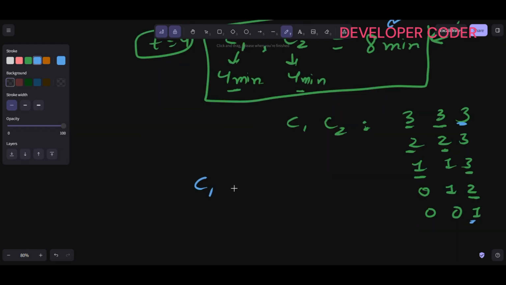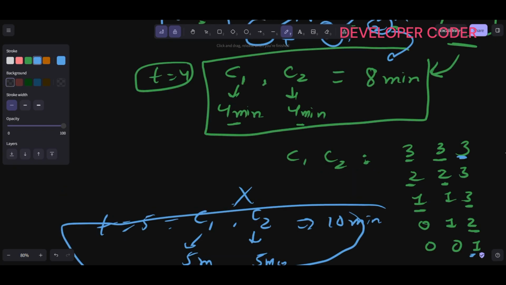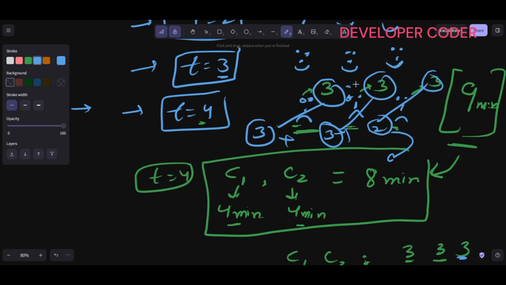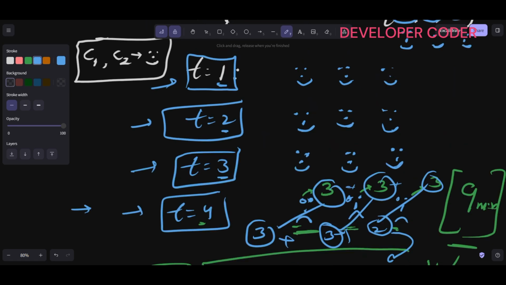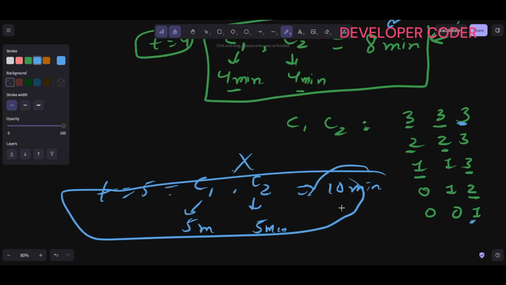But is it possible for C1 and C2 both to run for 5 minutes? 5 minutes and 5 minutes, that simply means t is equal to 5, which is a total of 10 minutes. So this is not possible. The reason is that if you do the total overall for all these batteries, you are going to get 9 minutes only. So definitely we can never form these 10 minutes. So we have to stop here.